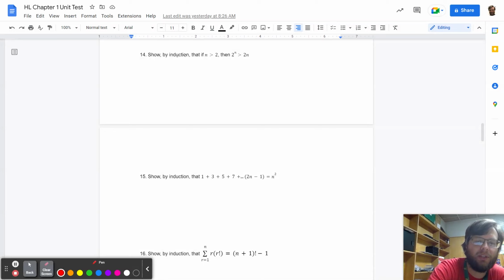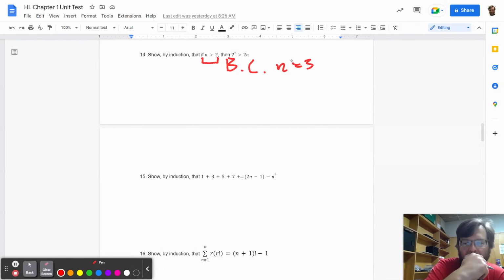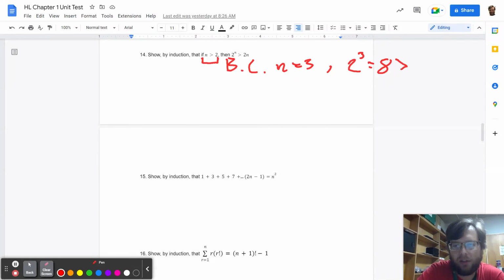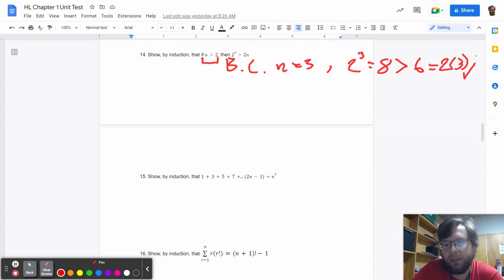So the first one here says that if n is greater than 2, meaning that our base case is going to be n equals 3, because that's the first integer past 2. So then we check what 2 to the third is, and that equals 8. Last time I checked, 8 was greater than 6, and 6 is equal to 2 times 3. So we proved that there is at least one number for which our conjecture is true.